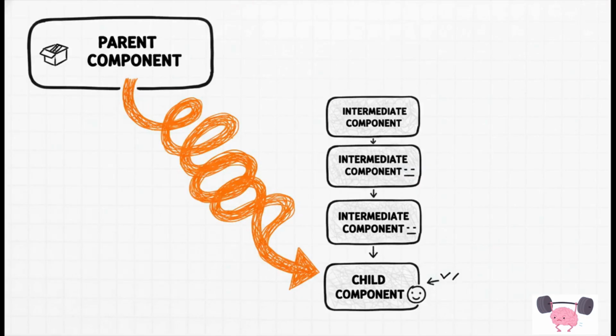So what do you do? Well, you pass the prop to the first child component. That component then passes it to its child, which then passes it to its child. You see where this is going. The crazy part? Most of these components in the middle don't care about that data at all. They're just playing messenger. And man, does that get messy fast.